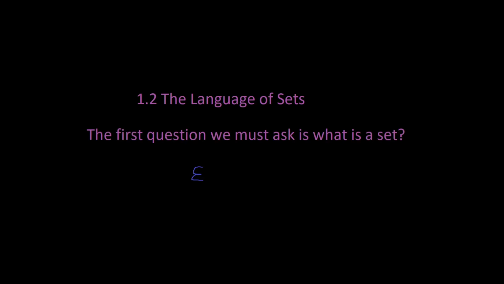Today we're going to be learning about sets and some symbols we use in mathematics. The first question we must ask is, what is a set? Well, a set can be thought of as a gathering of stuff or things that is put in a group. This stuff or things are known as elements. And so this is how our symbol for elements looks like.